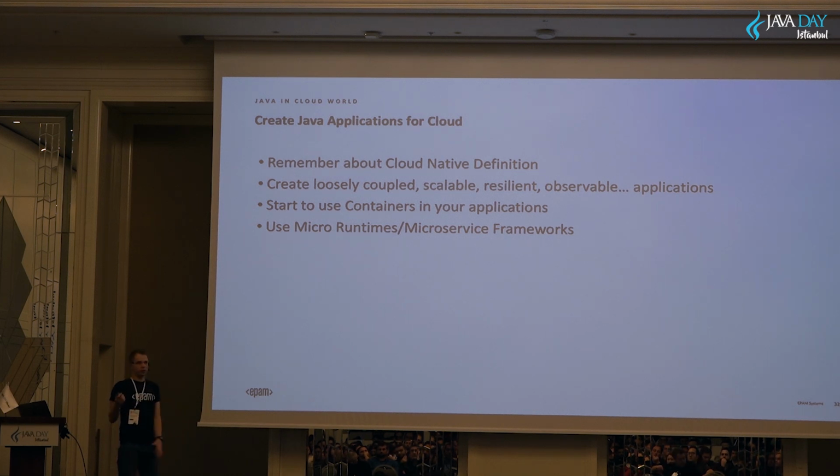Like, do not forget, again, the cloud-native definition. I will talk about it one more time. Cloud-native is some kind of world, and if you would like to live in this world, you should follow the rules. And these rules are our quality attributes, which I mentioned: loosely coupled, scalability, manageability, observability, and other things. And if we would like to build Java applications, we should follow these rules.